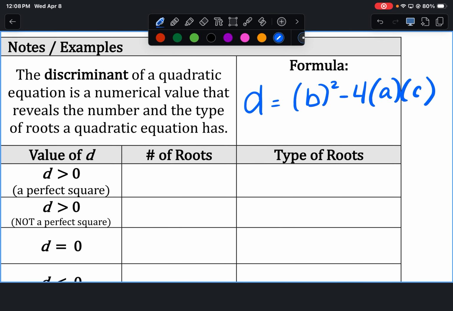Make sure your parentheses and negative signs are right, because that's probably what happened.